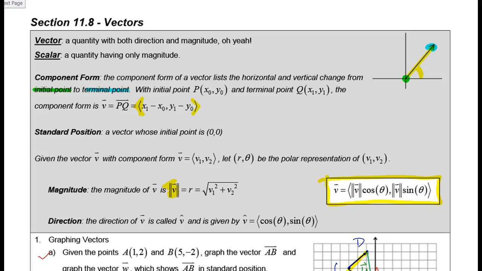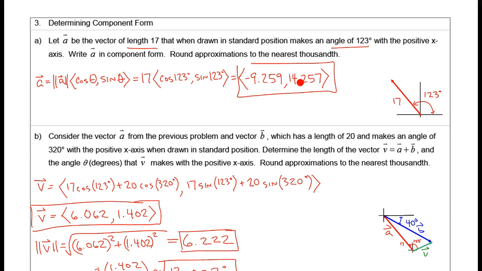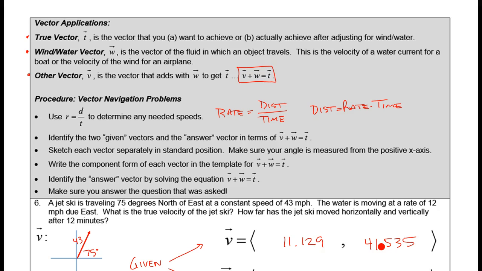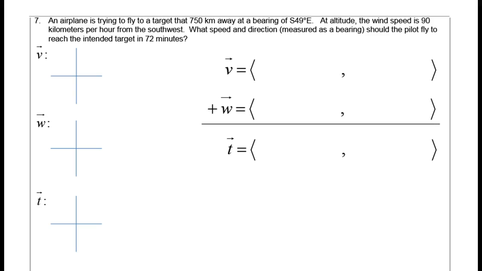Okay, folks, continuing with section 11.8 vectors, we're done with page 1. We're done with page 2. We're done with page 3. And we're done with page 4. Time to move on to page 5.